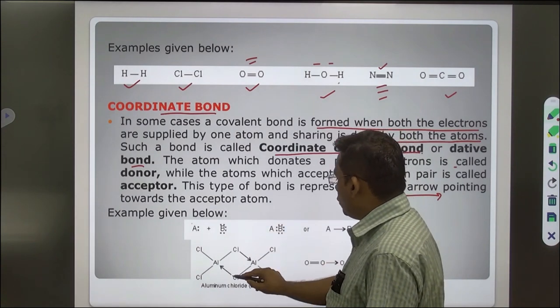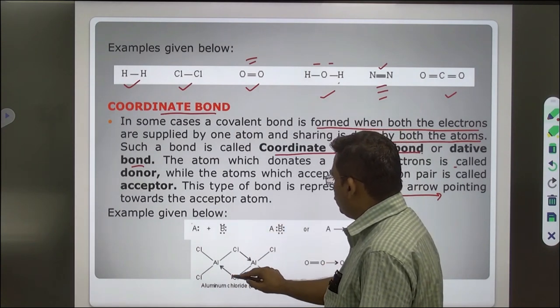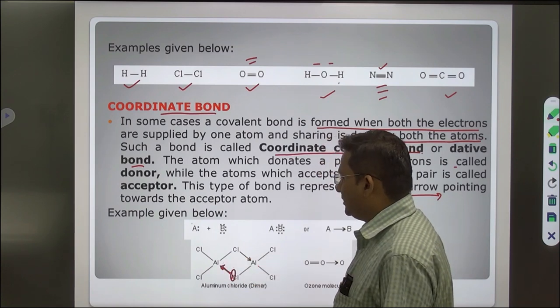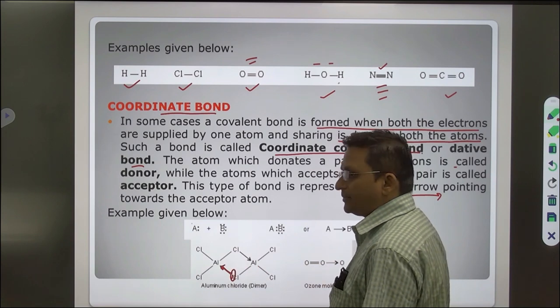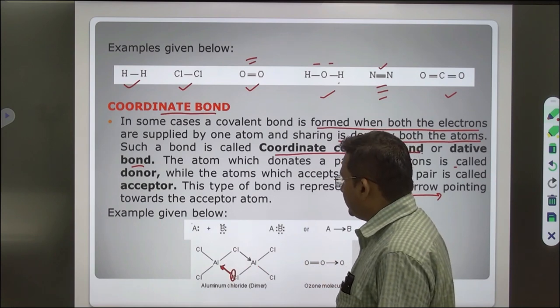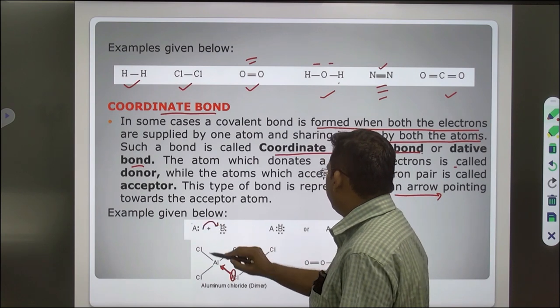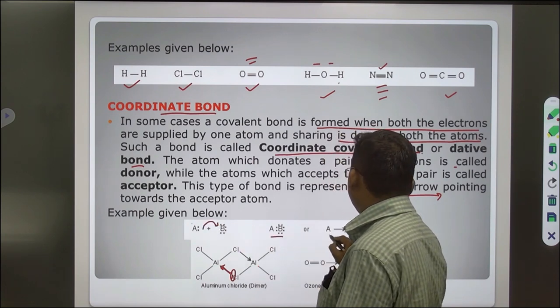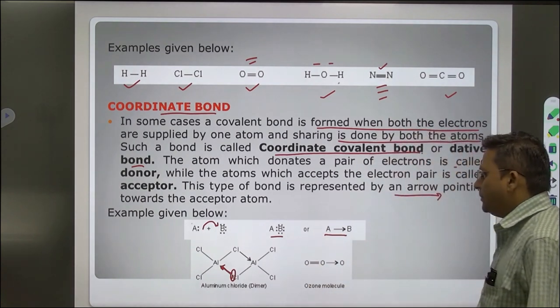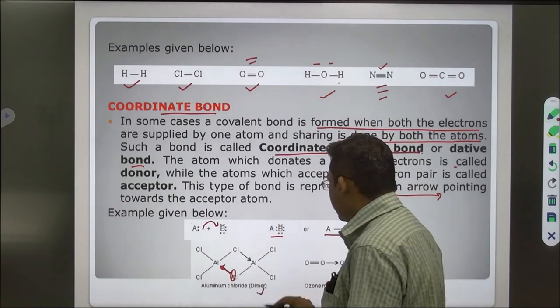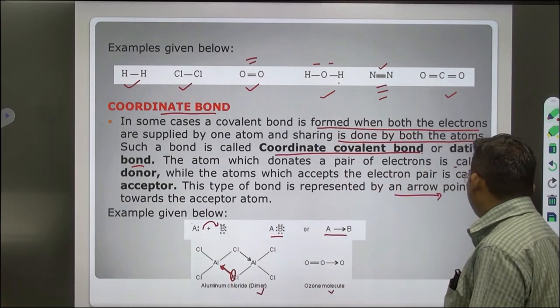Here, the chlorine electron pair is donated to aluminium metal. A is donated to B and forms an A to B coordinate bond. Aluminium chloride dimers and the ozone molecule are examples.